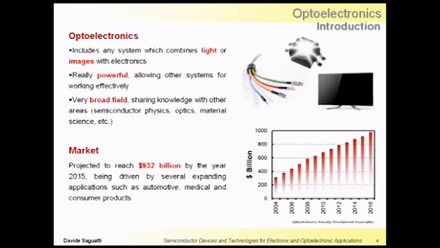Optoelectronics is a very broad field which combines light, waves, and images with electronics, and it's really powerful because it allows other systems to work effectively. Of course, it shares knowledge with other areas such as semiconductor physics, optics, material science, and other branches of physics and optics. The market is really, really large, combining all the consumer products, cameras, recorders, and all commercial products which deal with lights and images.